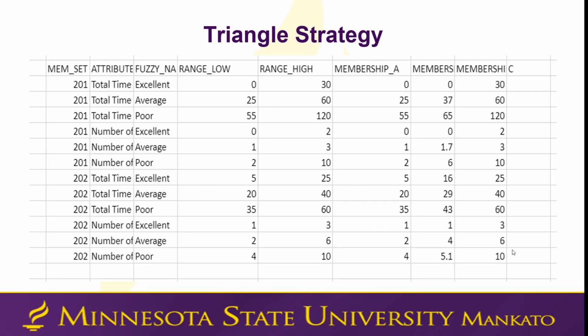At the same time, we have the triangle strategy, which is pretty much the same as the trapezoidal, but different because we have it as A, B, and C, and the fuzzy attribute still remains the same. We have the range from low to high, so with the timing, 0 to 30 is excellent, 25 to 60 is average, and 55 to 120 is poor.